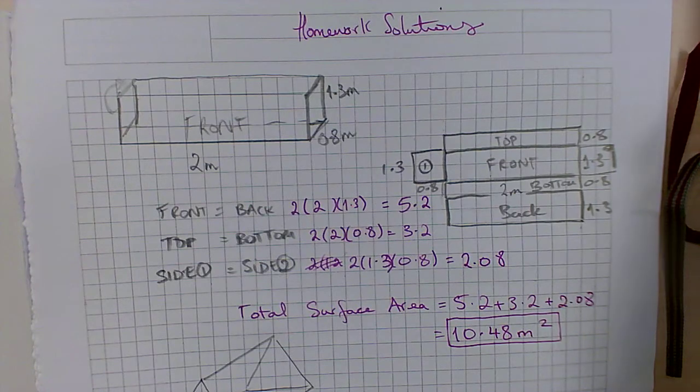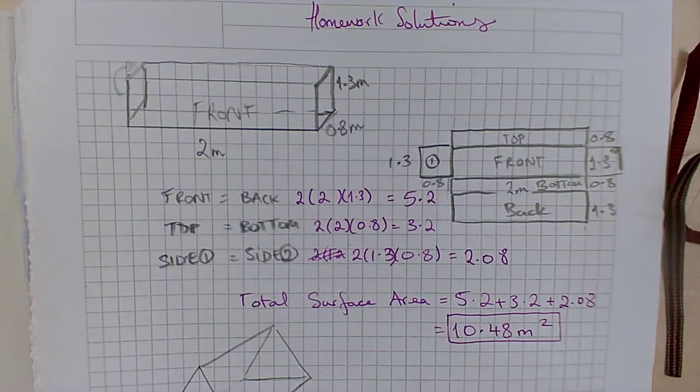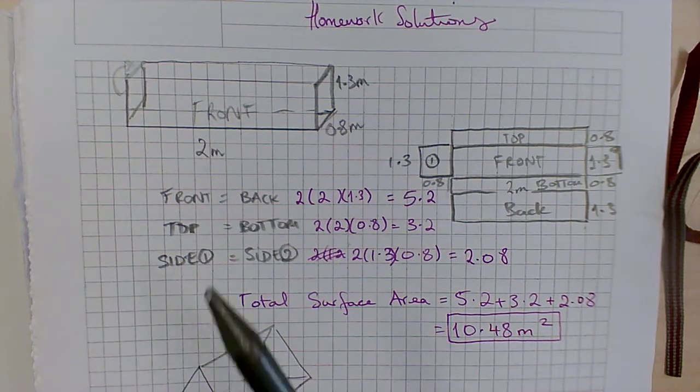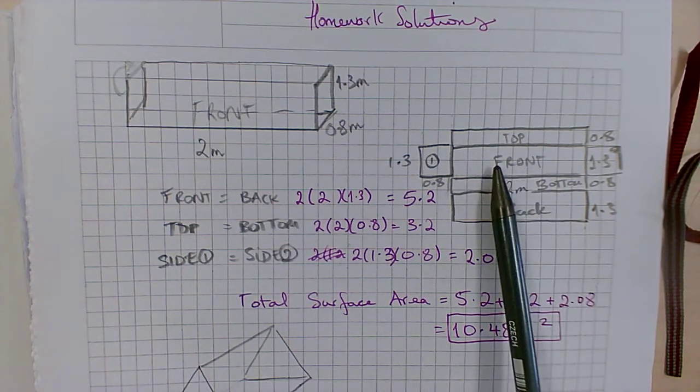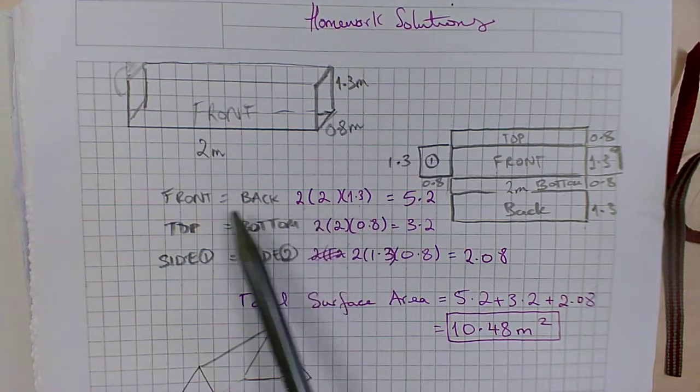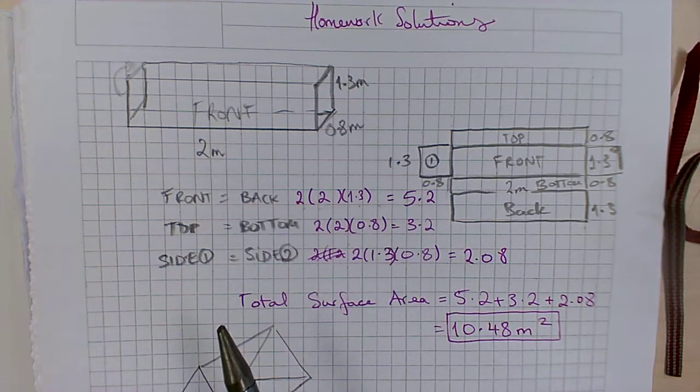Now, to go back through the steps of what I did here, we're finding the surface area. The surface area of the front is going to be the length by the width, which is 2 by 1.3, but there's 2 of them because the front and the back are the same. So that's where I get this number from.